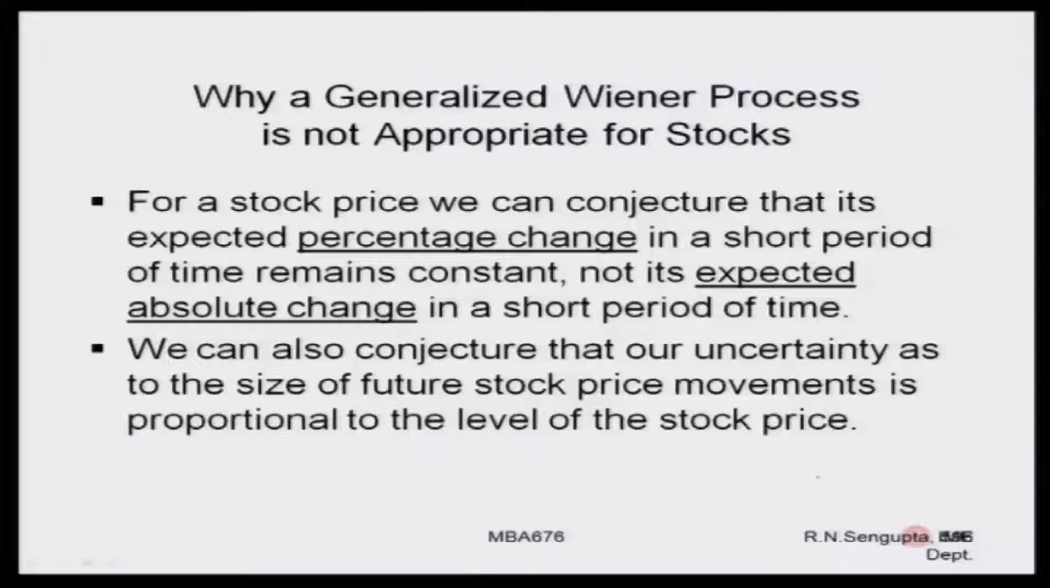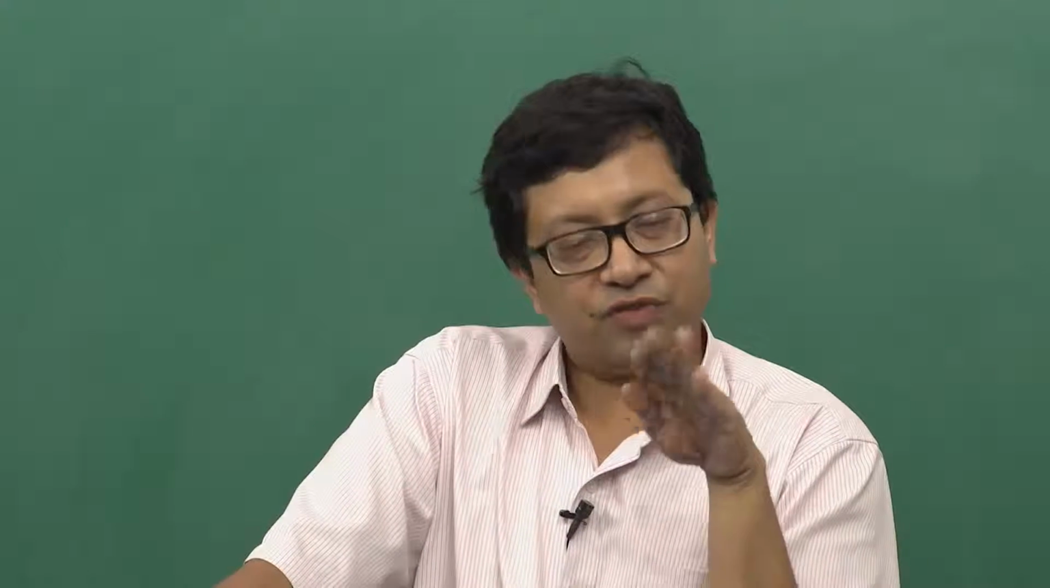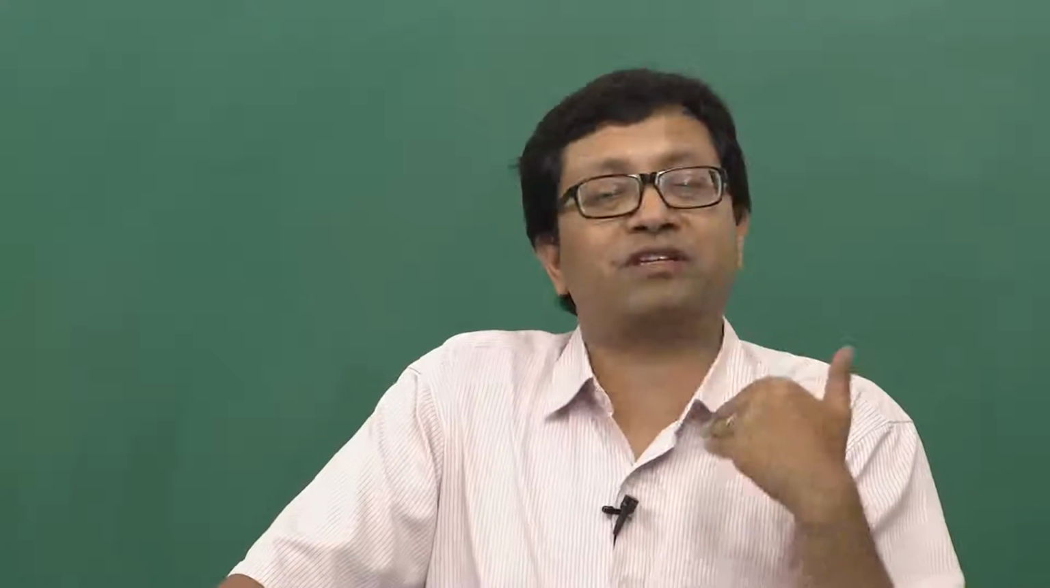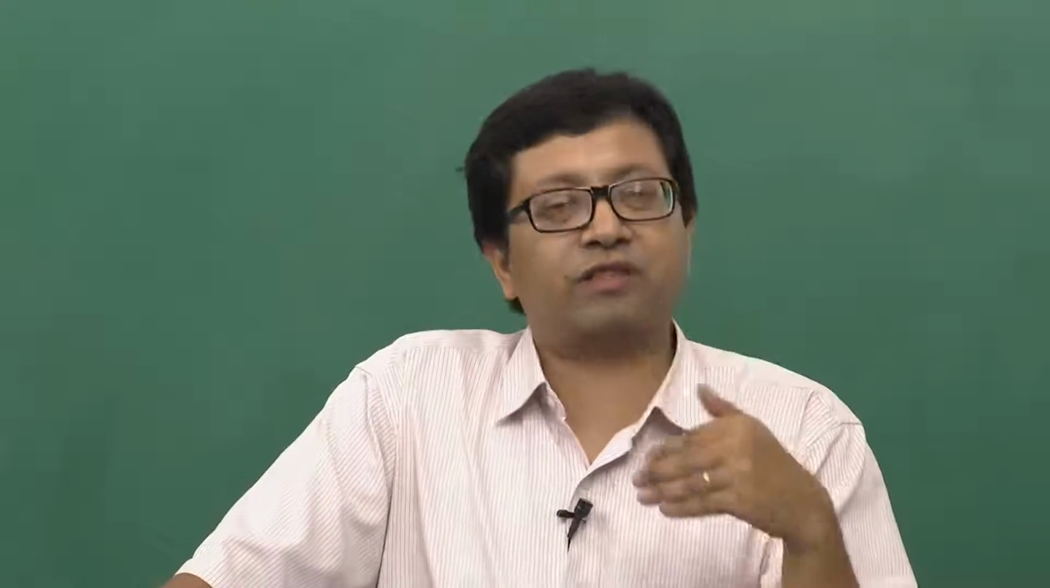We can also conjecture that our uncertainty as to the size of the future stock price movement is proportional to the level of stock prices. So, where we are today would basically have an effect on the volatility later on. If the stock price is 10 and, in another instance for the same stock, the stock price is 100, then the variability and the expected value would also depend on the values of 10 and 100 from where we have started. Leave aside the time; time is also a factor, but now it is being dictated by the value at which we started. So, if the values are very low or very high, it will have a positive or a negative effect on the overall expected value and the variance.